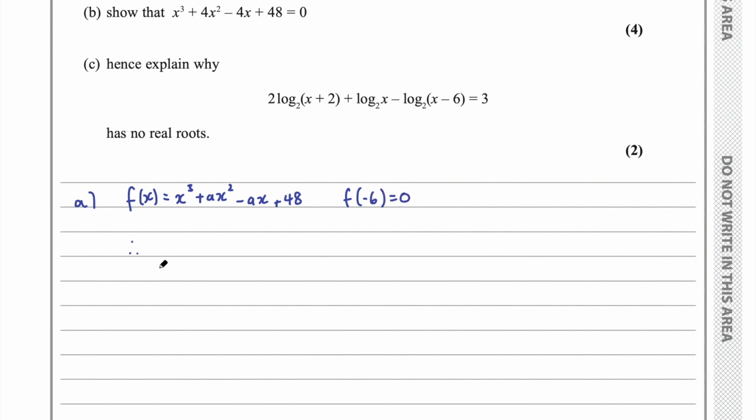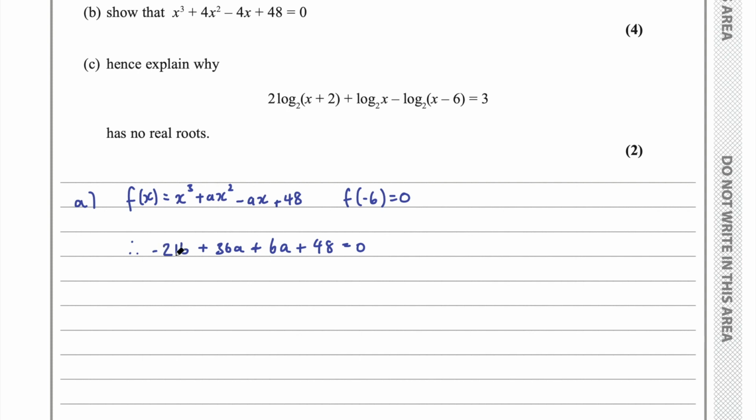So therefore what that tells us is that when we substitute negative 6 into this expression, then we can set it equal to 0. So negative 6 cubed, 6 cubed is 216, so this would be negative 216, plus ax squared, 6 squared is 36, so this would be 36a. Take ax, well this would become a positive because x is negative. This will be positive 6a, and then plus 48, and set that all equal to 0.